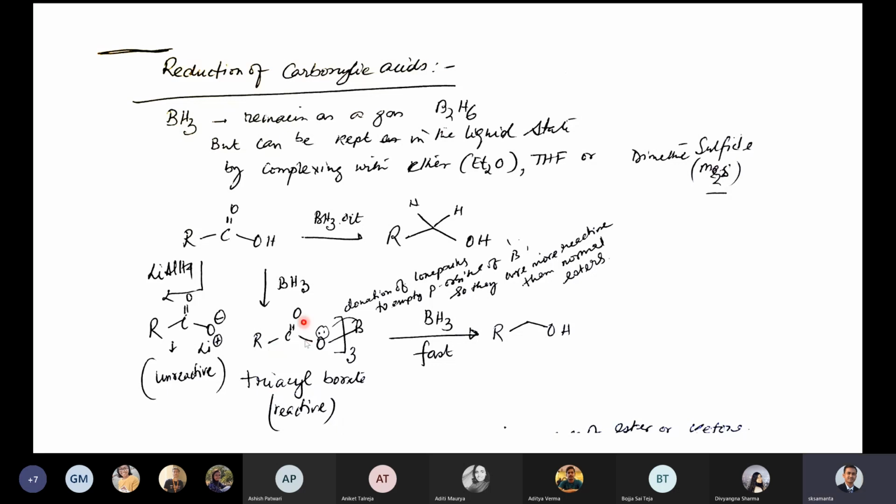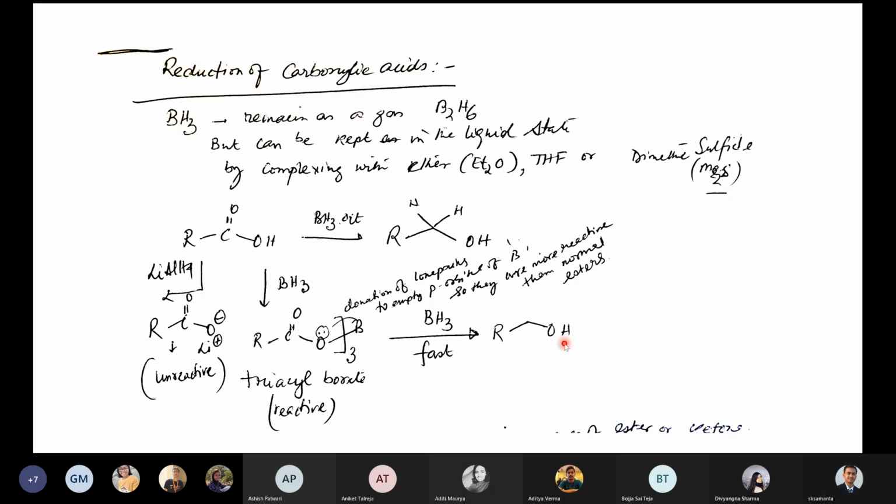Now here another molecule of BH3 then gives this hydride to here, and then it will form the boric acid, to form this reduced product. If it is not clear, let me tell you one more time.